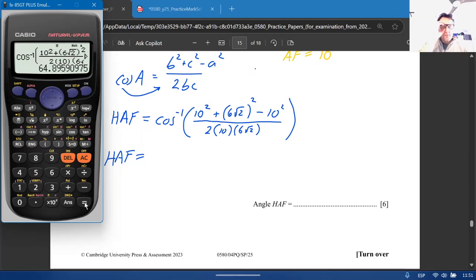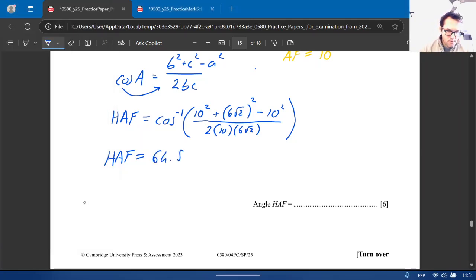And I get 64.895. If you're going to round it, angles is always to one decimal place, which in this case is the same as 3 significant figures. But be careful with that.